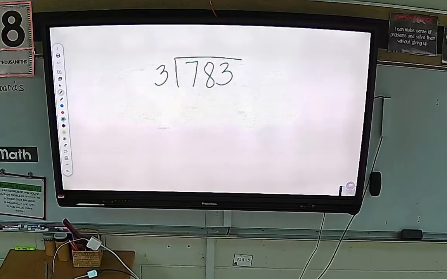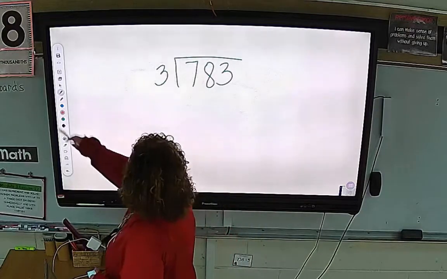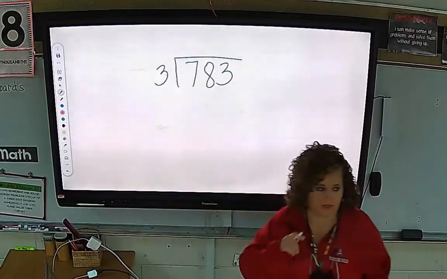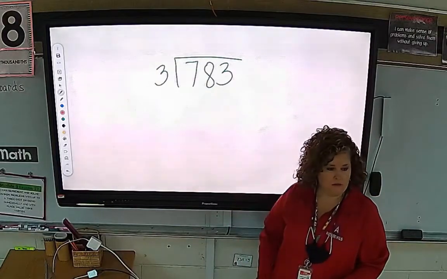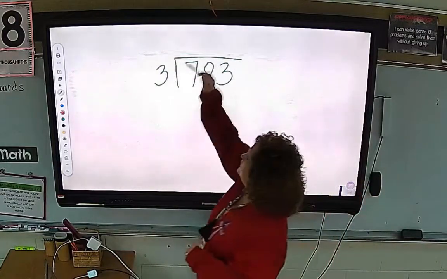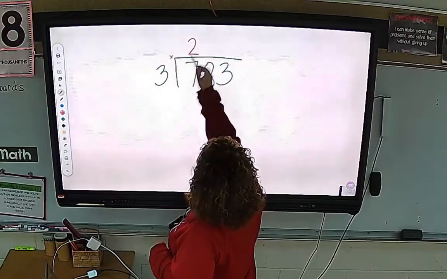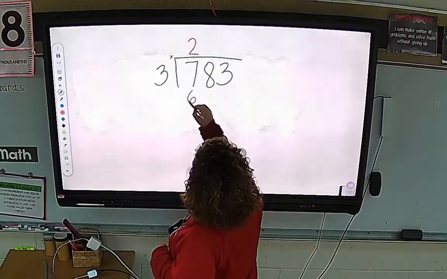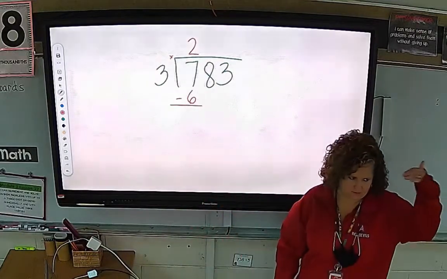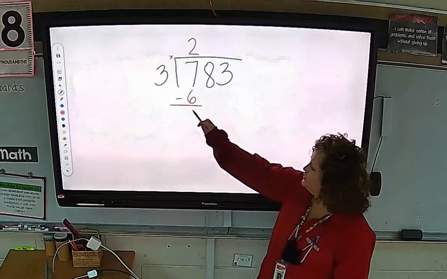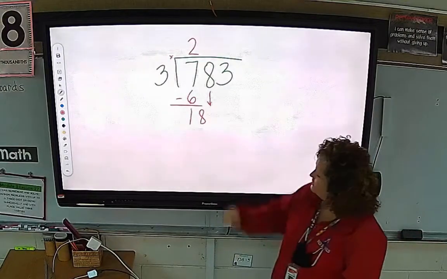I see some of you are checking your work. Good. All right, we'll check this up here. How many groups of 3 can we get out of the 7? Okay, 2 groups of 3. And we're going to multiply that 3 times 2, and we'll get 6. That's as close to 7 as we can get without going too big, isn't it? Okay. When we subtract, we'll get a 1, and then we bring this down and have 18.